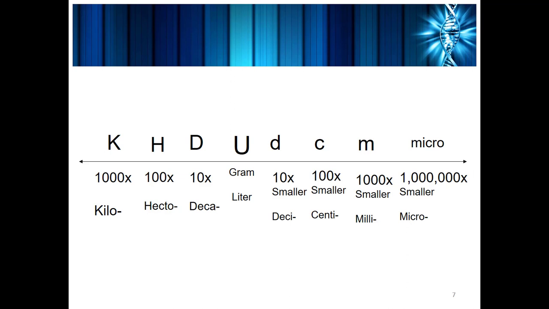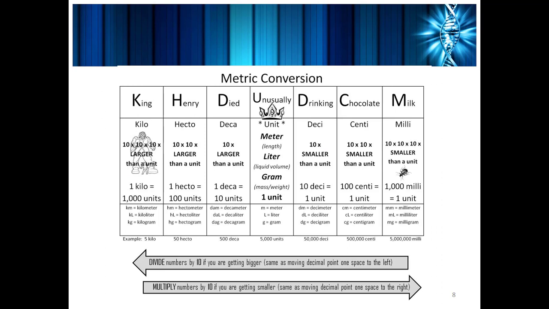This is the number line showing grams and liters, which is what you'll be using in dosage calculations, and how they go across and how much bigger and smaller these numbers are. Another set of conversions for you to look at as well.